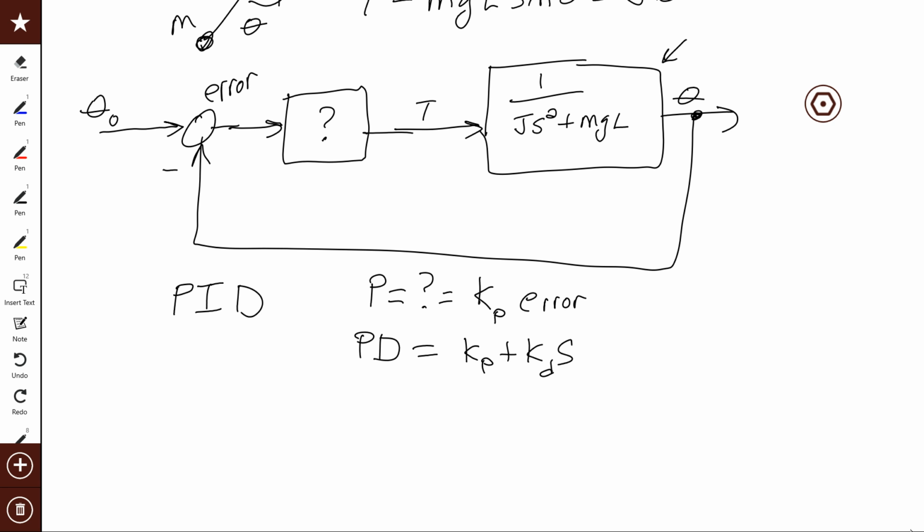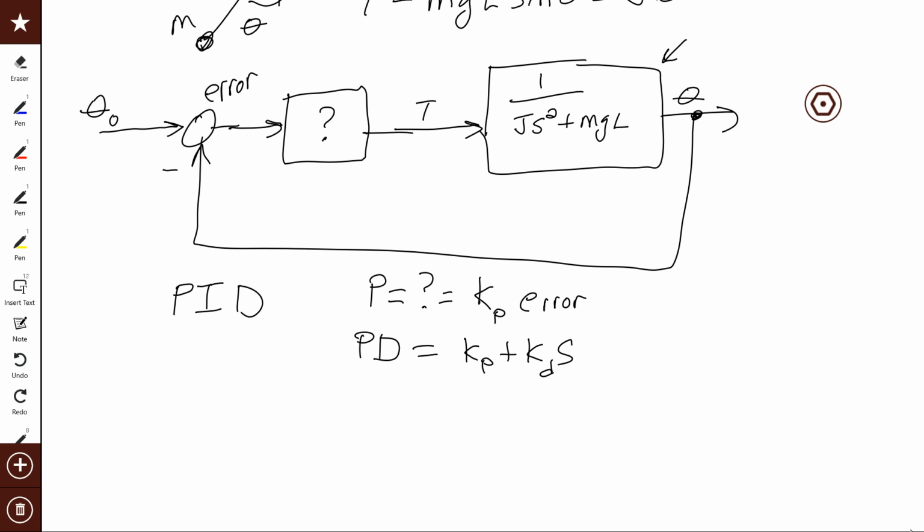One's a spring. What do you think the D is? Damper. Why do you say damper? Velocity. Right? Isn't it theta dot? Isn't that what dampers do? They multiply by the velocity. So a PD controller is your spring and your damper. Right? I think I derived that for you.